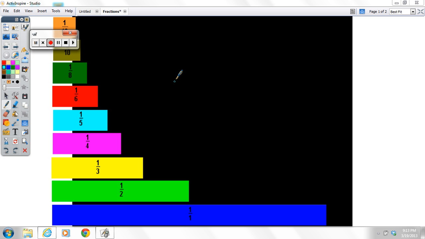Welcome everybody. What I'm going to do in this post is I'm going to show you how to take a mixed number and convert it into an improper fraction. Well, what we've done so far is we've taken improper fractions and we've turned them into mixed numbers.